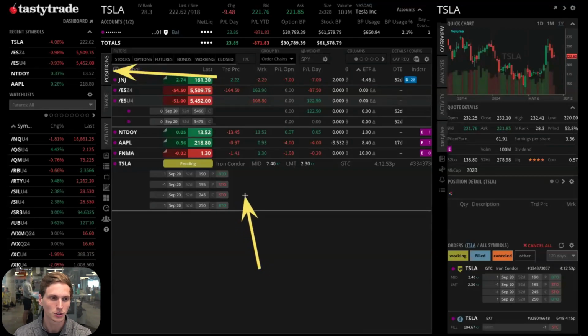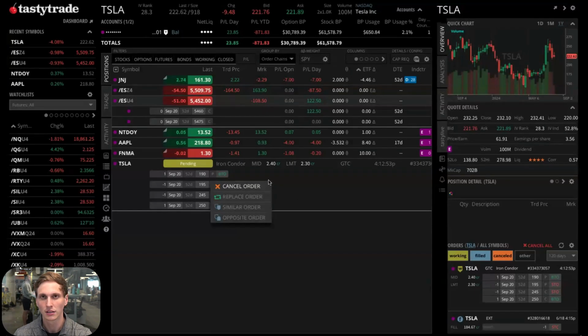And just to show you how to edit these orders or cancel them, either on your right side panel or in your positions tab, you can right click and that's going to pull up this little action menu. We could either cancel order, we could replace this order, we could do a similar order. Maybe I want to place two of these at slightly different prices, or we could do the opposite. So in this case, it doesn't necessarily make sense, but we can maybe change our order price by clicking on replace there, or on the right side as well.